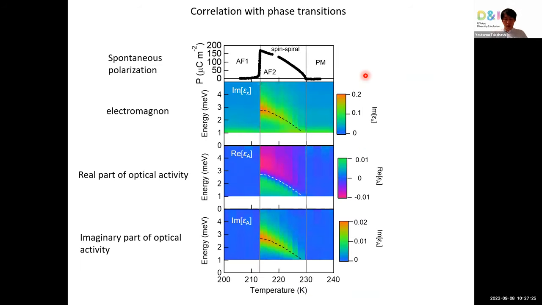So we can check the correlation with the phase transitions. This horizontal axis is the temperature, and these are the color-coded spectra of the electromagnon and optical activity, real part and imaginary part. We observed a clear resonance of the optical activity only in the spin spiral phase. In other phases, this optical activity disappears. And on the resonance of the electromagnon, we observed the enhanced optical activity.